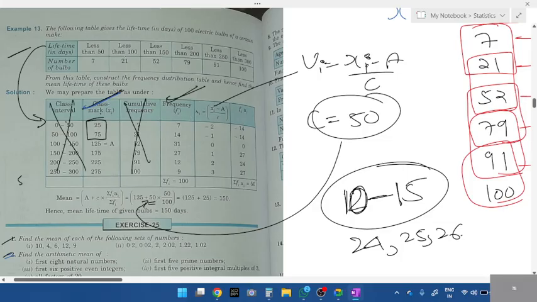Okay, and I've explained the logic, right? Why we need class interval, class marks, when to take cumulative, when to take frequency. Right? All this I've explained. Just practice 13, you will be able to solve other questions in mean.